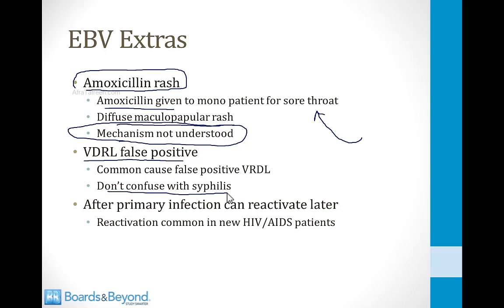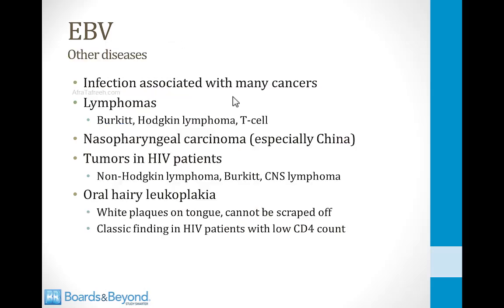And then finally, Epstein-Barr virus can sometimes become latent in B cells and reactivate later, and this often happens in patients who develop HIV/AIDS and become immunosuppressed. You should know that EBV infection is associated with many cancers. Some of the common ones include lymphomas, and this should make sense to you because you know Epstein-Barr virus can infect B cells, so it makes sense that it can transform those cells into malignancies.